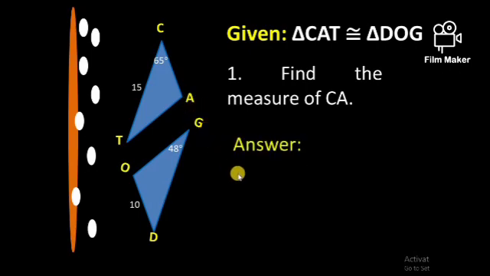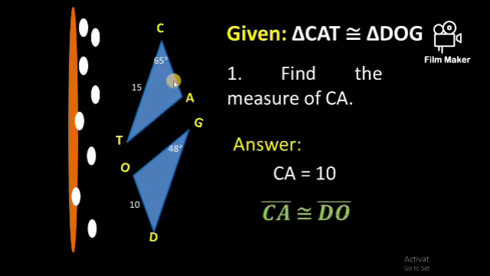What is the answer? Yes, you are correct. Segment CA is equal to 10. Bakit siya naging 10? Remember, segment CA is congruent to segment DO. At kung ano ang sukat ni segment DO, yun din ang sukat ni segment CA. Therefore, segment CA is equal to 10.